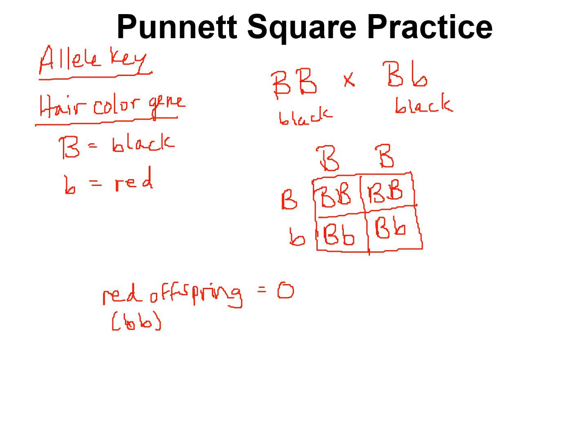And the probability of getting a black offspring, well, all of them are black, right? All 4. So it is 1 or 100%, right?